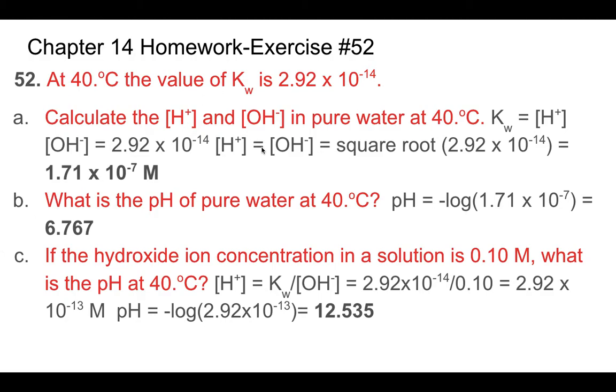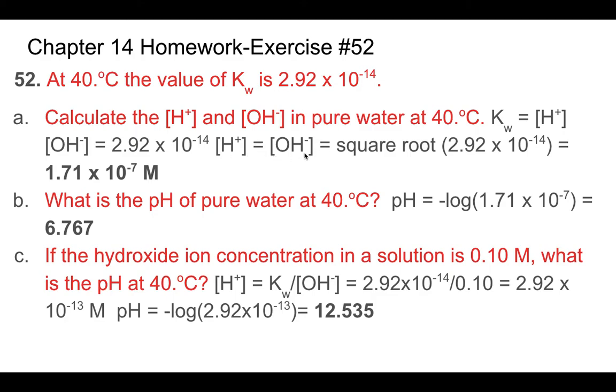Exercise 52. At 40 Celsius, the value of Kw is 2.92 times 10 minus 14. I have seen AP pull this out where they do something with the Kw at different than 25 Celsius. So be aware, it's been done before on the AP test. Calculate the H plus and OH minus in pure water. In pure water, H plus should equal OH minus. And so H plus times OH minus equals Kw, 2.92 times 10 minus 14.